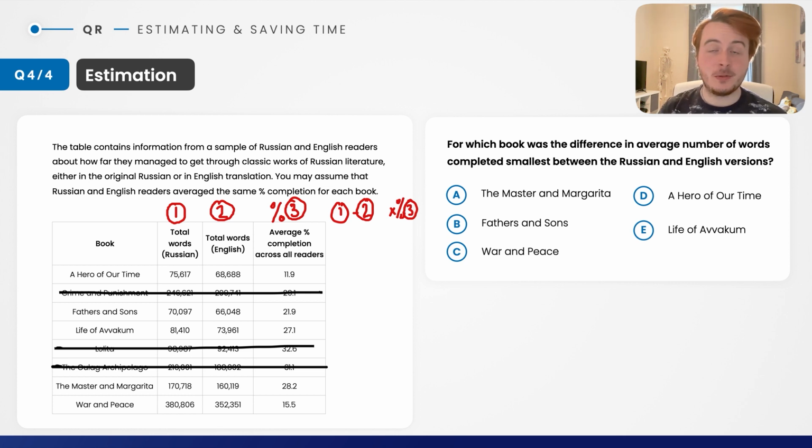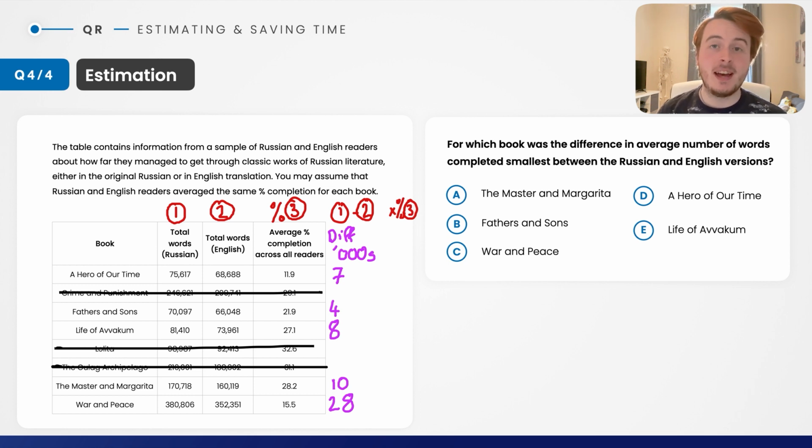So let's start estimating those for all of the 5 books we have there. The important thing that we're going to say first is I am not going to bother writing thousands down. I'm just going to have in my mind that anything I write is going to be in the thousands. So I'm going to work out the difference, and I'm just going to write diff for that in thousands. For the first one there, I have a difference of 7,000. For Fathers and Sons, I have a difference of 4,000. Life of Avicum, 8. Master and Margarita, 10. And War and Peace, 28. Awesome. So that's all my estimation done.